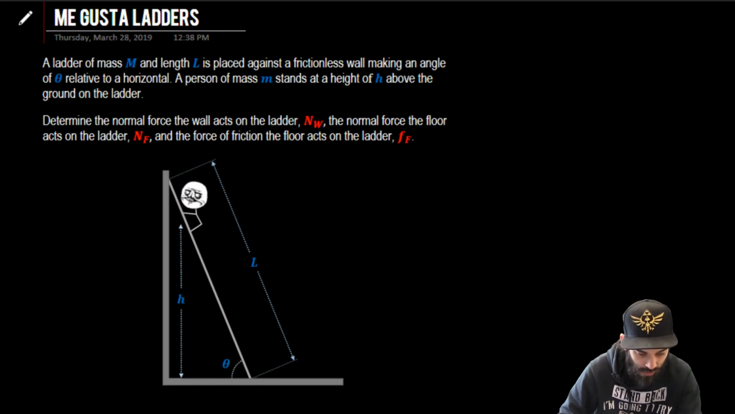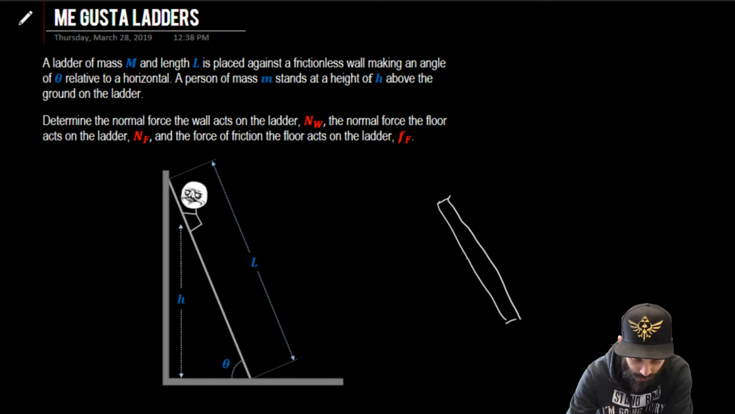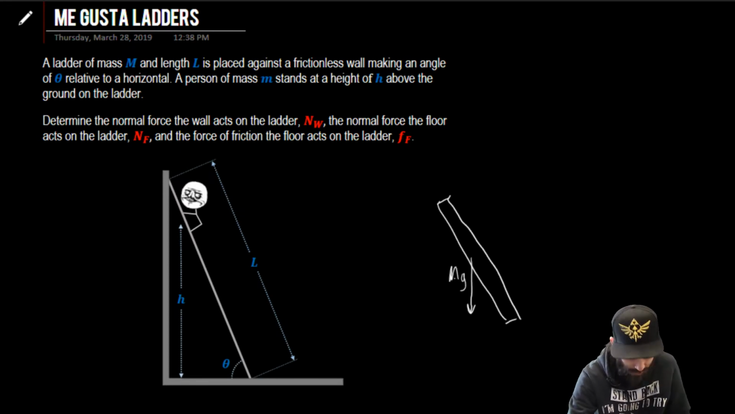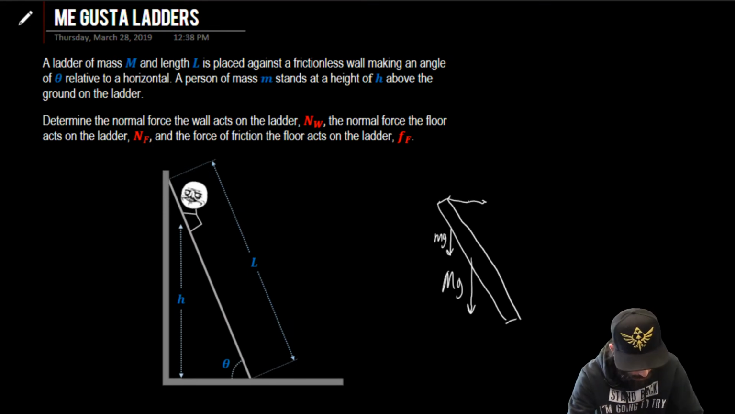Okay, so let's start here by drawing our free body diagram. When we draw our free body diagram, it's going to look kind of like this. Here's our ladder. We know that there's going to be some force of gravity acting at the center of mass here. So this is going to be some capital Mg acting straight down. There's going to be some force that the person exerts on the ladder. This is lowercase mg.